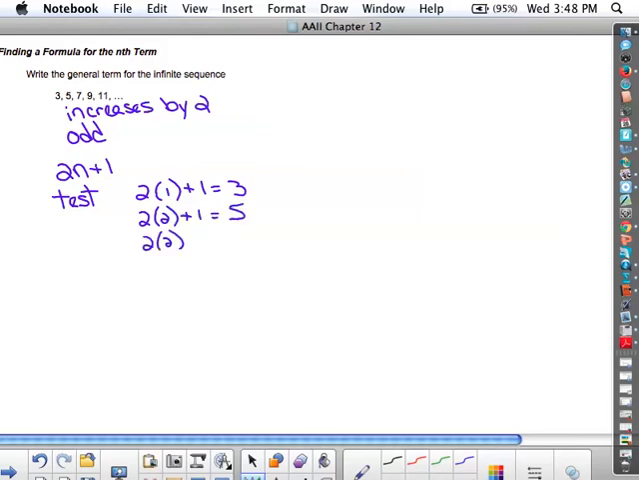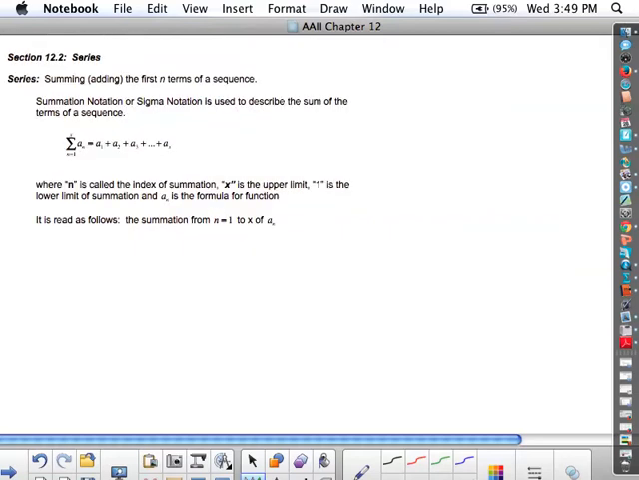2 times 3 plus 1 equals 7. 2 times 4 plus 1 equals 9. 2 times 5 plus 1 equals 11, etc. So I've verified that my formula is correct because all of my terms come out correctly.